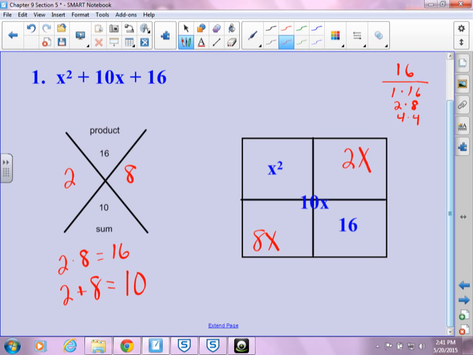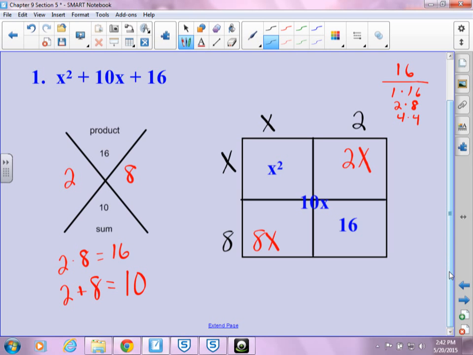So now I'm going to try to factor this. What times what gives me x squared? Well, x and x. When I multiply those together, I get x squared. Then think to yourself, x times what gives me 2x? Well, x times 2 gives me 2x. And then in the lower left, what times x gives me 8x? That would be 8. And you're going to notice that 8 times 2 is 16. So I believe I got my numbers right.